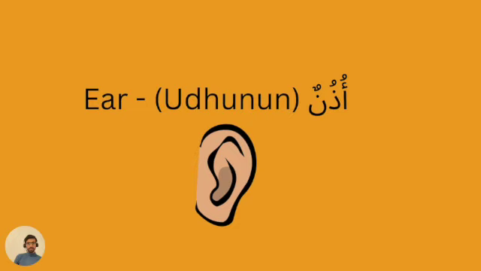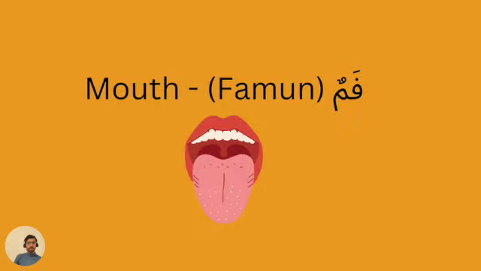We have ear. أذن, أذن. Repeat after me. أذن. Good. We have mouth. فم, فم. Repeat after me. فم.